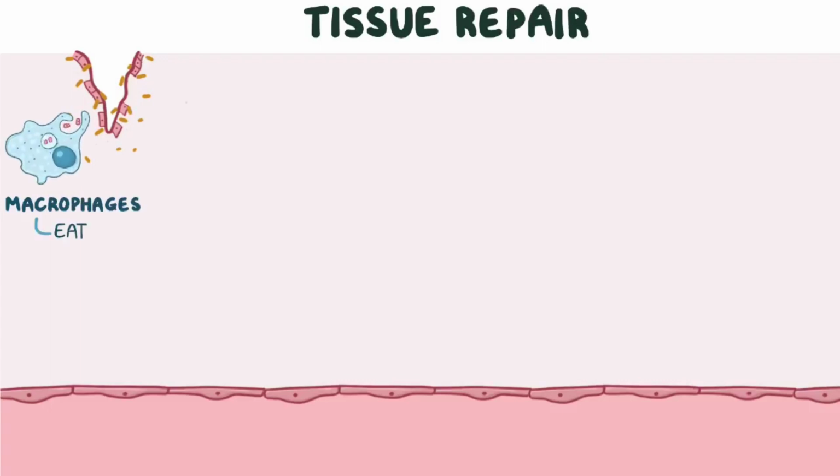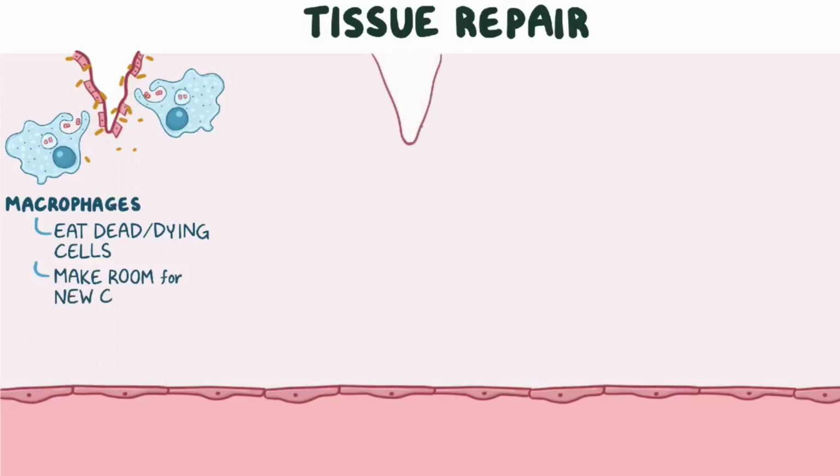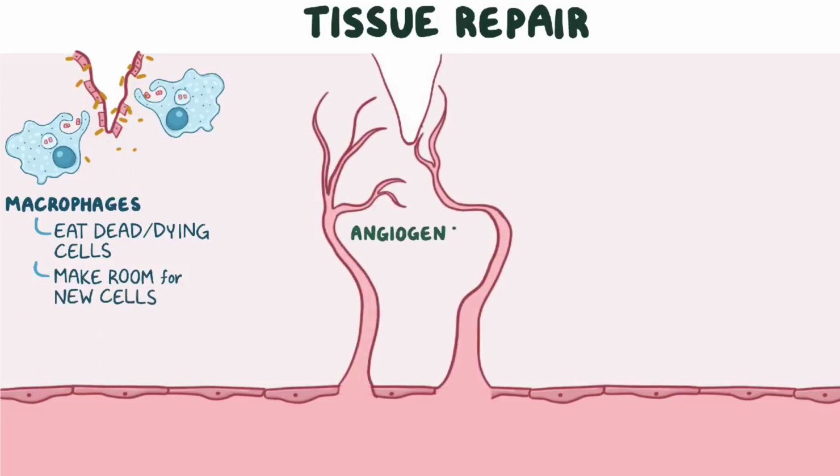Now, the inflammatory response ends with tissue repair. Macrophages are recruited to eat up dead and dying cells, so that the tissue can make room for new cells. This is followed by angiogenesis, which is the formation of new blood vessels, and that's triggered by growth factors released by macrophages. These newly formed blood vessels are temporary, meaning that once the wound is healed, these new vessels regress.